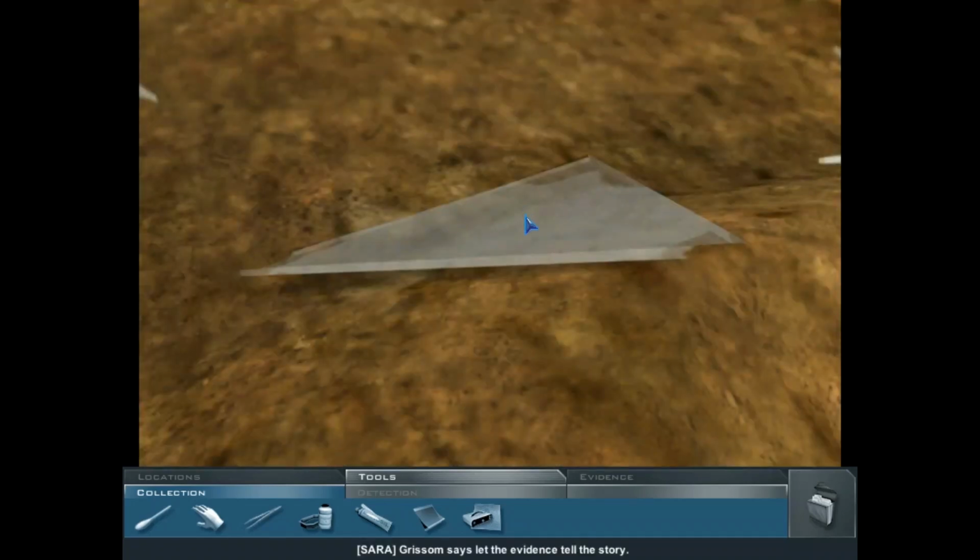Grissom says let the evidence tell the story. So, if this window was broken from here, why so many shards outside? Try using a similar tool.